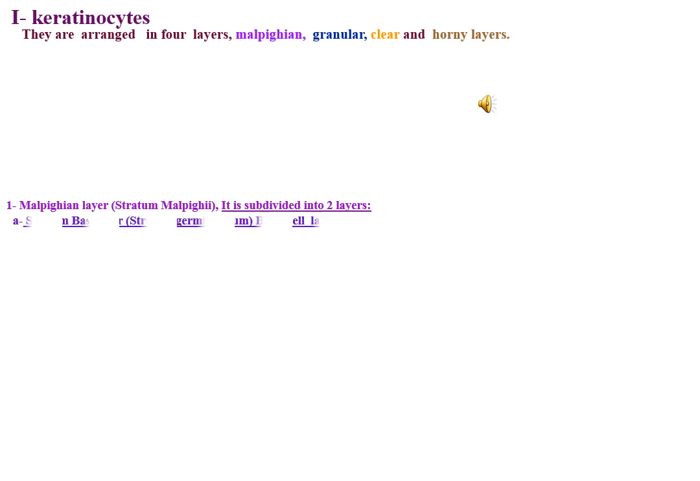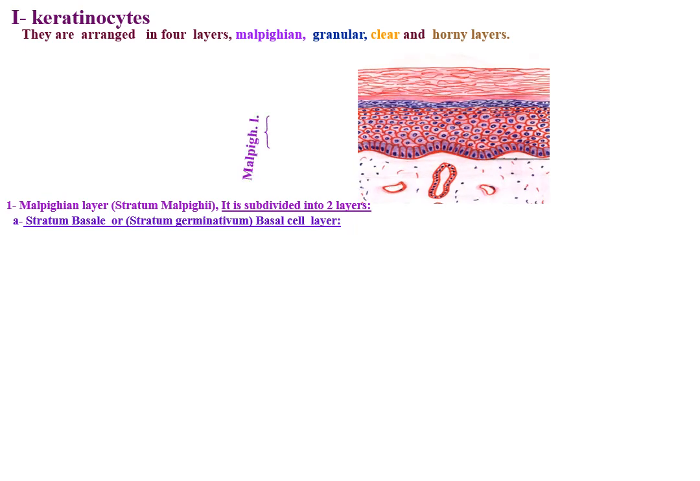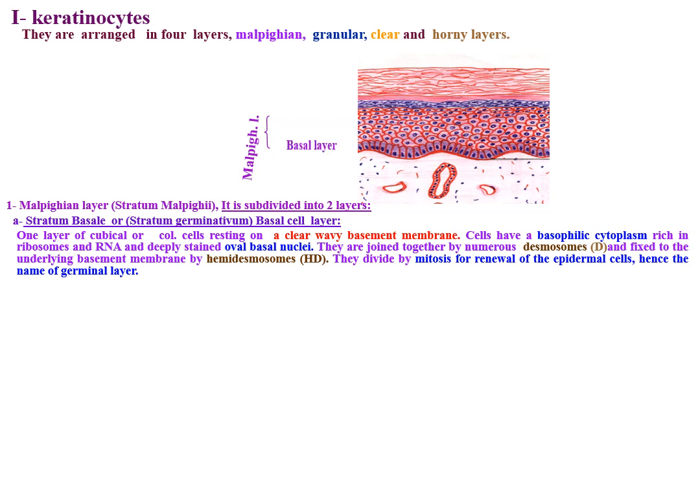Keratinocytes are arranged in 4 layers: Malpighian, granular, clear, and horny layers. Malpighian layer or stratum malpighi. It is subdivided into 2 layers: stratum basal or stratum germinativum or basal cell layer is 1 layer of cubical or columnar cells resting on a clear wavy pigment membrane.